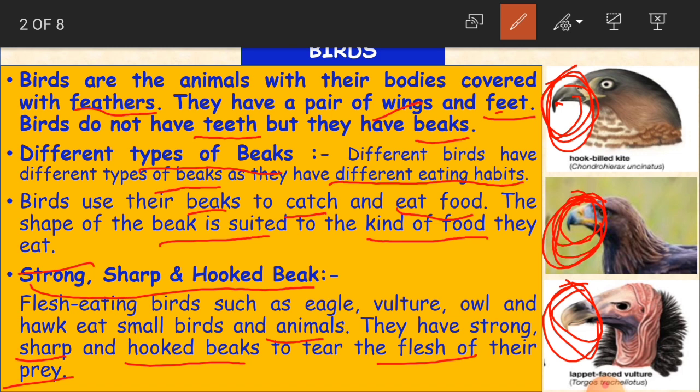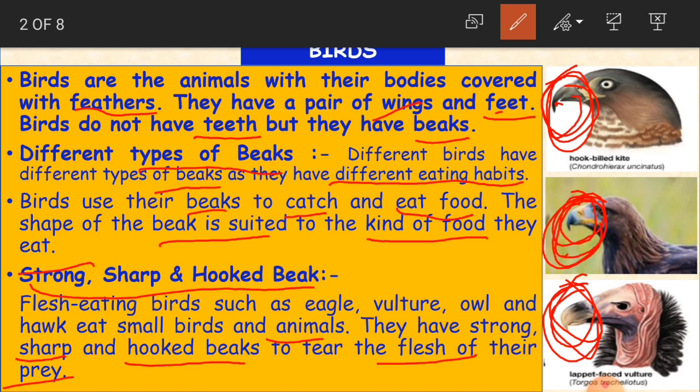So why have they got this strong, sharp, hooked beak? Because they are eating animals and small birds, so that food is very strong. Now to tear it, they should have sharp teeth. And here, as they do not have teeth, they are using the beak as their teeth. That is why they have got a very strong and sharp hooked beak.